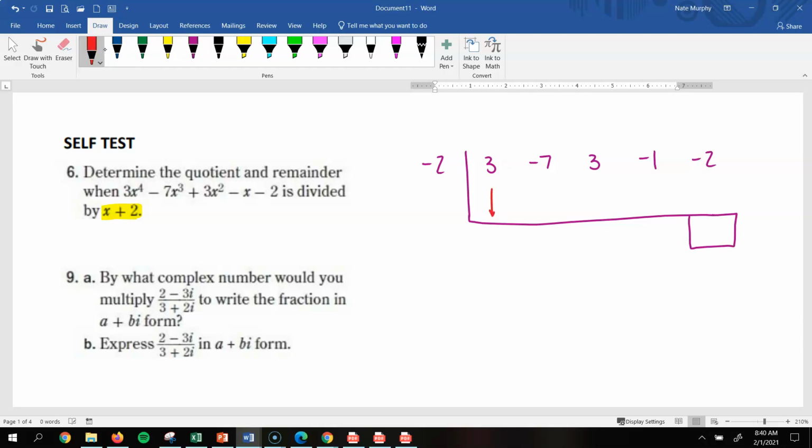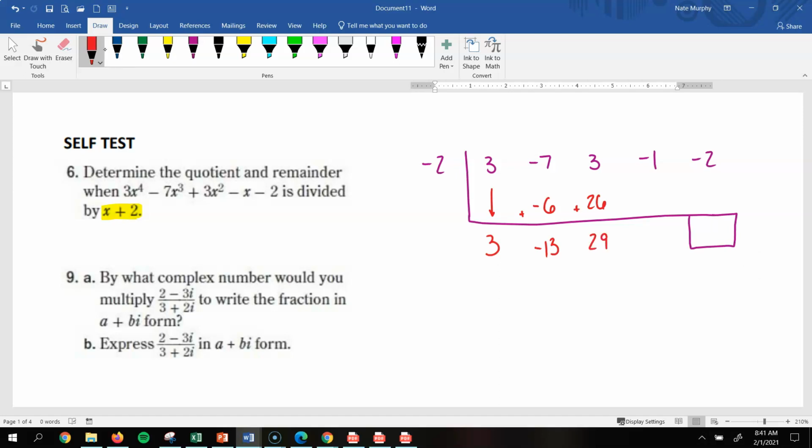So remember the process is bring down the first term. The first term is 3. Then I take negative 2 times 3. Negative 2 times 3 is negative 6. And next we would add these two terms together. Well, negative 7 plus negative 6 is negative 13. And we're going to go through that same process again. We're just going to repeat it. So negative 2 times negative 13 would be a positive 26. Now we add those two terms, we get 29.